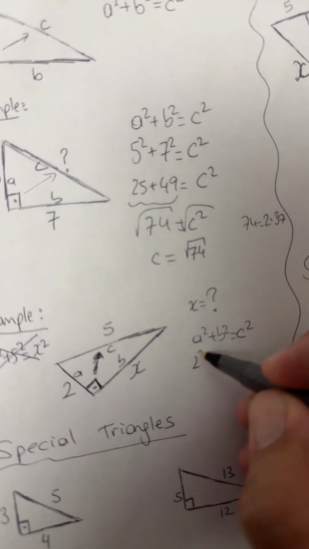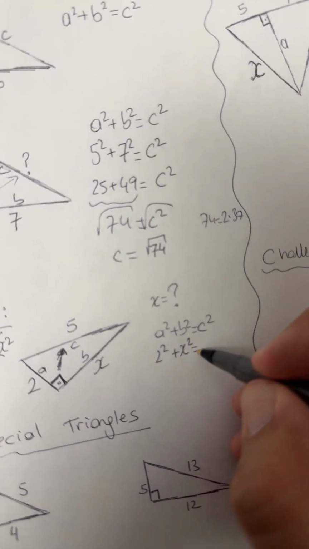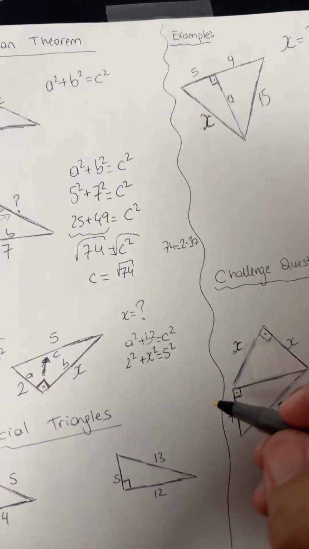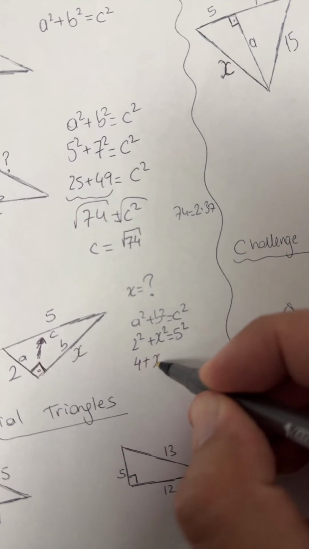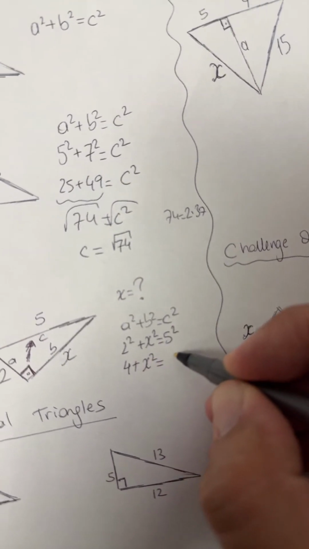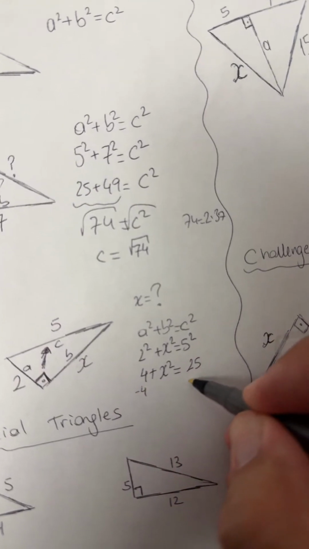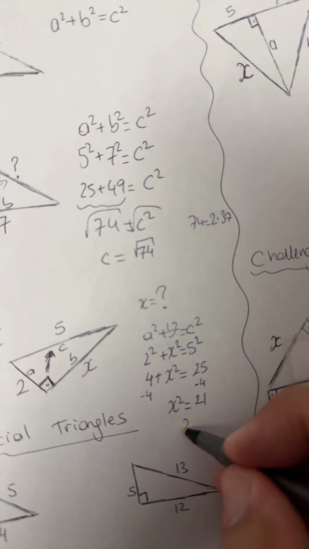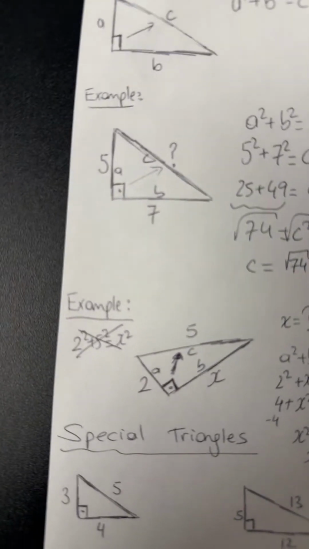So A is 2, so this is 2 squared plus B is x. X squared is equal to C is 5. 5 squared. So then 2 squared is 4 plus x squared is equal to 5 squared is 25. So then we can subtract 4 from both sides. So we got x squared equals 21. Then x equals square root of 21. This is the answer to this question.